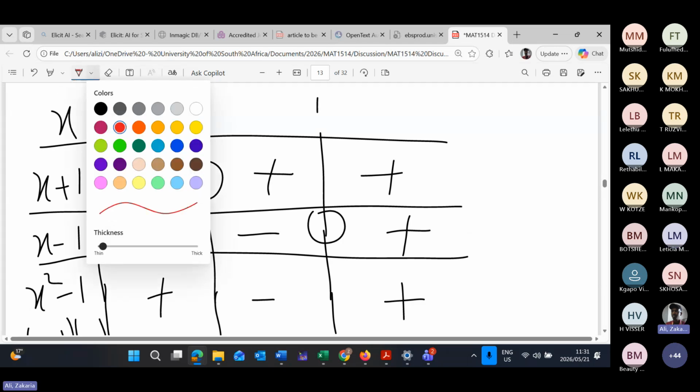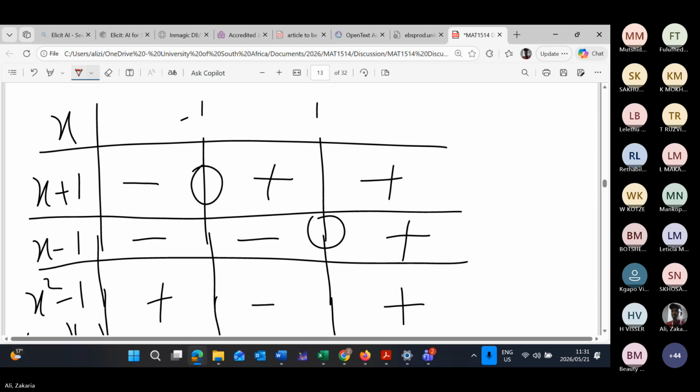I'm going to use a different color now. Minus 1 and 1 are in red. So it means that anything before minus 1, x squared minus 1 is positive. Anything after 1, x squared minus 1 is positive. Anything in between minus 1 and 1, x squared minus 1 is negative. So what does it tell us? For the x values that are smaller than minus 1, x squared minus 1 is positive. For the inputs that are bigger than 1, x squared minus 1 is positive. And for the inputs in between minus 1 and 1, x squared minus 1 is negative.